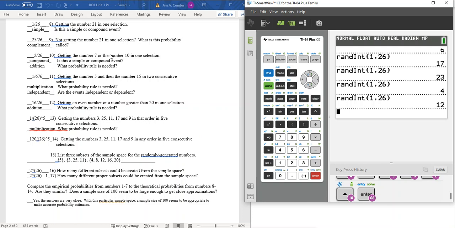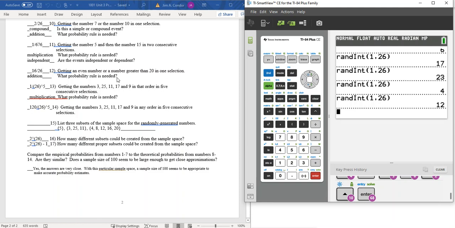1 out of 26 times 1 out of 26. Remember, "and" means to multiply in probability. So 1 out of 26 chance of coming up with a 5 and a 1 out of 26 chance of a 15. It's 1 out of 676. Multiplication rule. The events are independent.